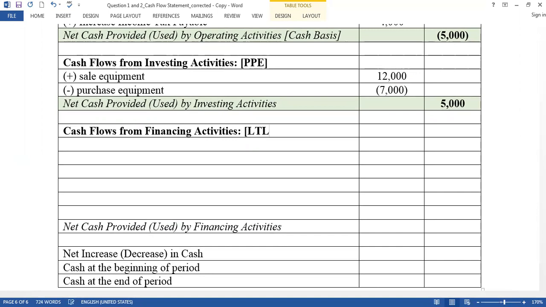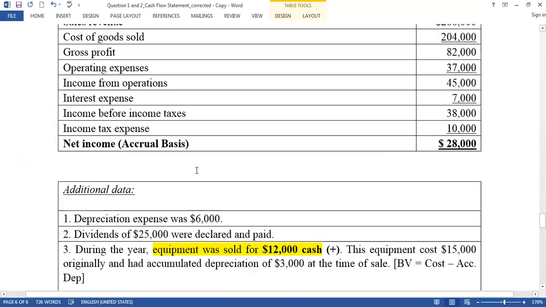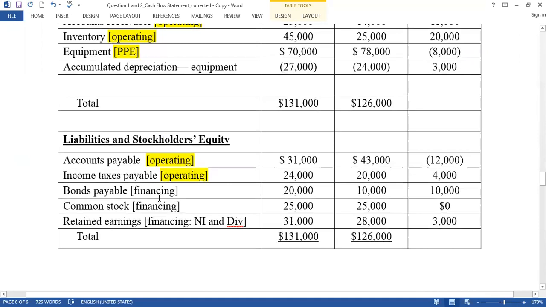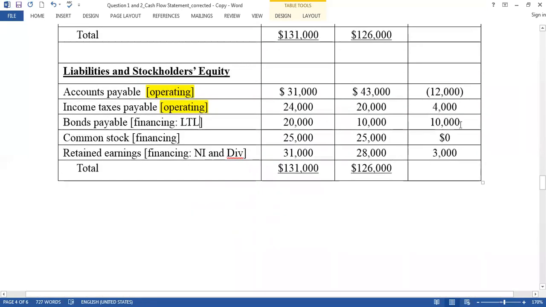Long-term liability and equity. So equity means here dividend and common stock. Let's see. Bonds payable is a long-term liability, and we find that our liability increases. So liability increase means maybe we receive this money, right?